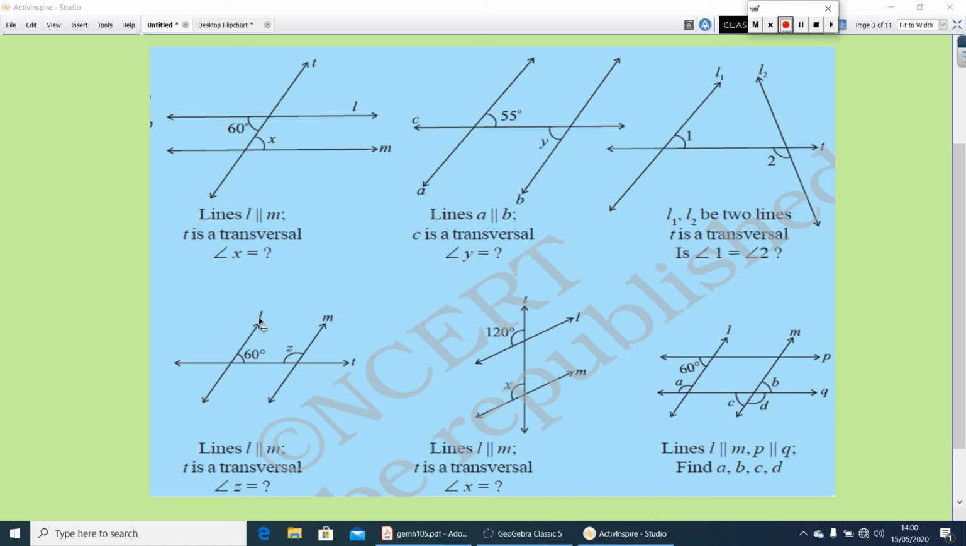Here are two lines L and M, and you have to find the value of z. T is the transversal. You know these two angles are angles on the same side of the transversal. If you add these two, you will get 180 degree. One angle, 60, is given. Then think what the other angle is. Now here corresponding angles are given and lines are parallel. Here only one angle is given. You can find out a, b, c and d. You try to find out all these.